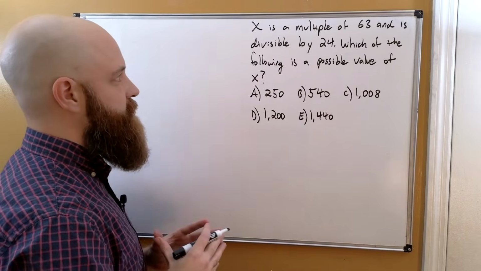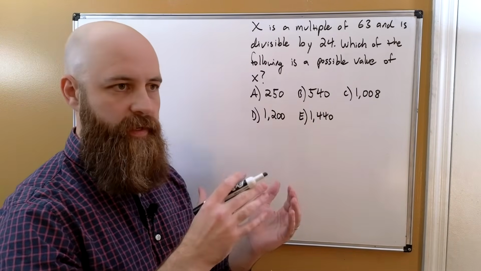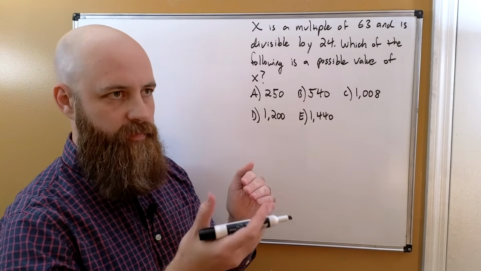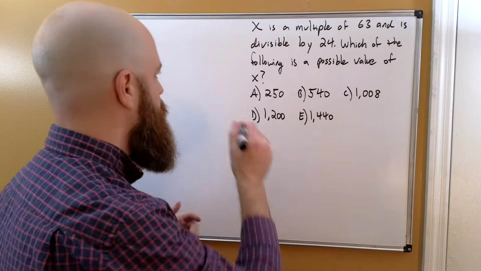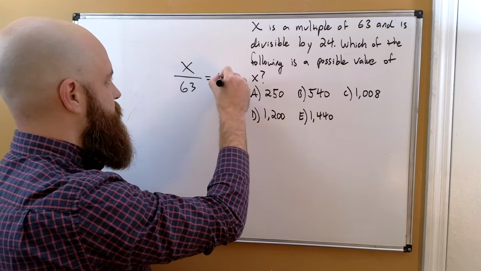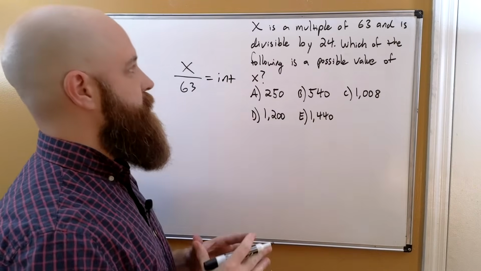So X is a multiple of 63. Okay, so 63 times something is equal to X. So I guess that also means that 63 has to be a factor of X. Okay, so I can translate that this way. X over 63 has to be an integer. Okay, now let me go to the next portion.